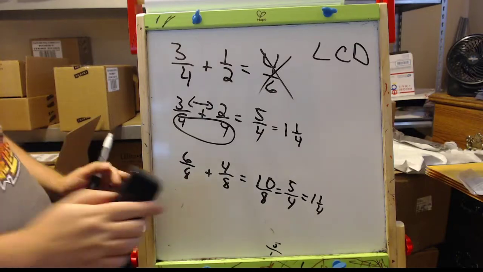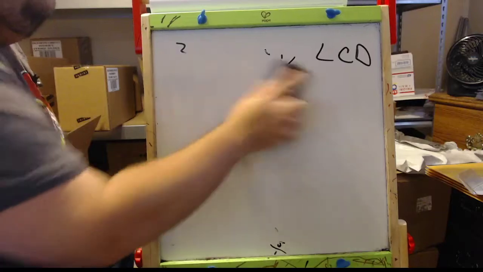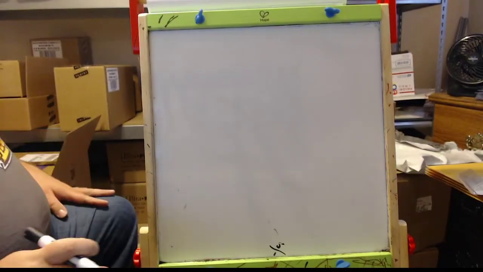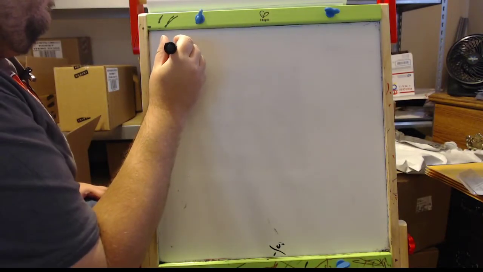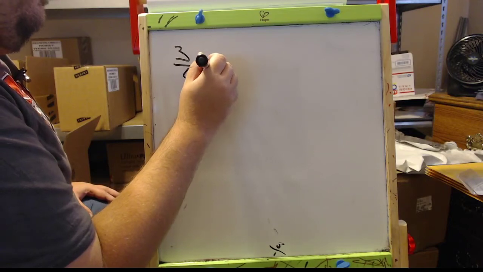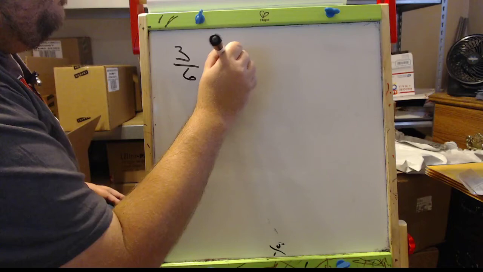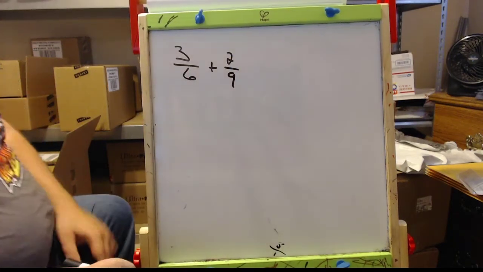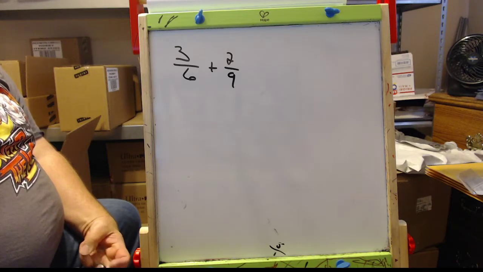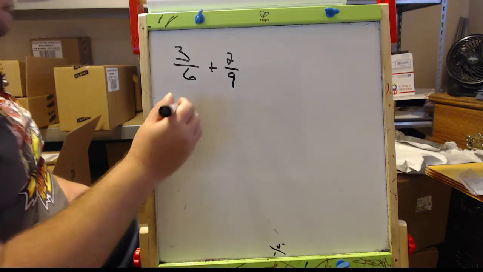Let's do another one. Let's do 3/6 plus 2/9, something like that. We need our least common denominator. Well, there's 6, 12, 18, 24, 30, 36. 36 is probably going to be it.